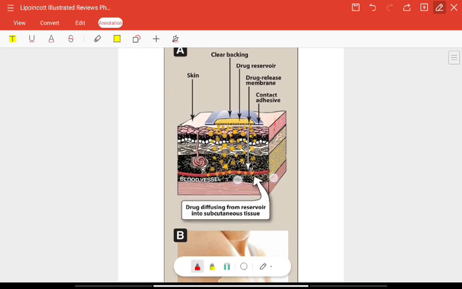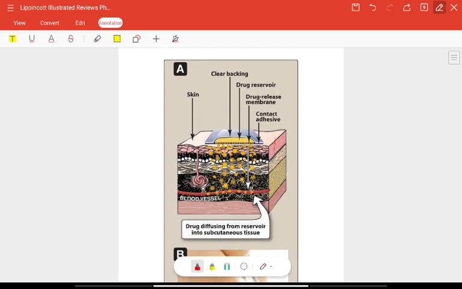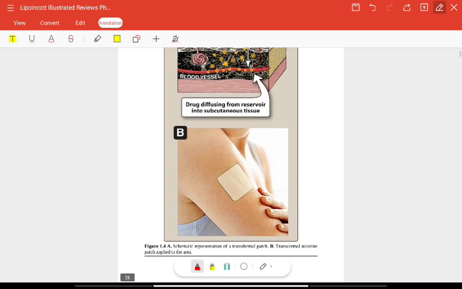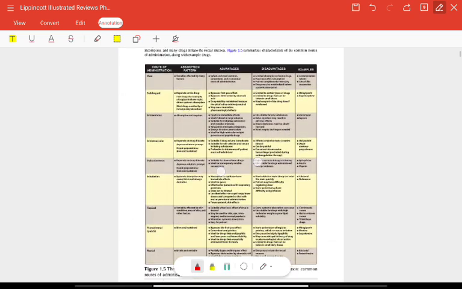Now, this is the skin, these are the layers, this is the patch, and this is the drug reservoir where the patch is holding the drug. This is absorbed slowly through the layers of the skin directly into the blood vessel. The drug is diffusing from the reservoir into the subcutaneous tissue. The patch is simply as shown in the diagram.